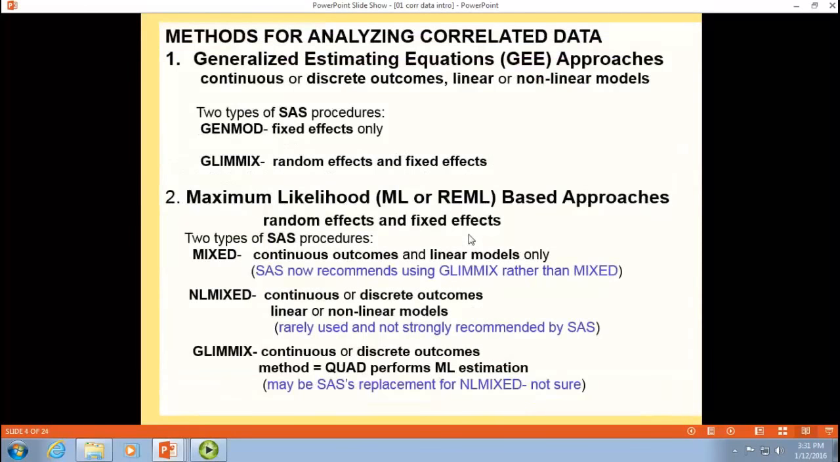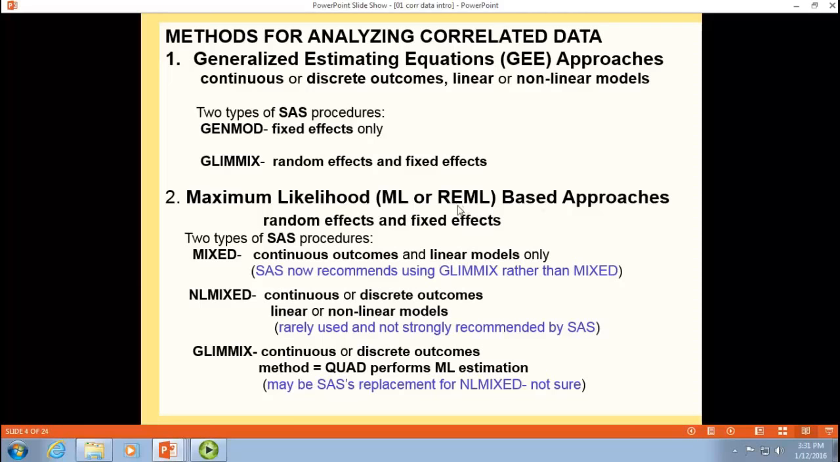Okay, so anyhow, methods for analyzing correlated data. Let's talk about that. Now, I'm looking at the clock here because we're getting close, but we're not there yet in terms of a break. There are two general ways for analyzing correlated data if you're talking about modeling approaches. One is called the Generalized Estimating Equations approach, or GEE, gee whiz approaches, okay? And the other are maximum likelihood, ML, or REML, R-E-M-L based approaches.